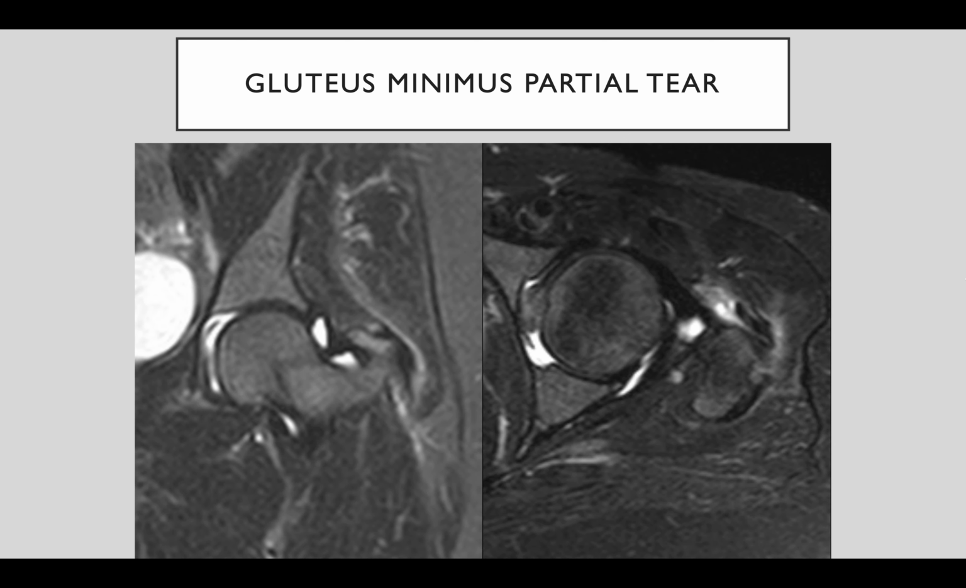Here you can see another example of a gluteus minimus partial tear. So you can see the anterior tendon is involved here, and therefore this is a gluteus minimus partial tear.